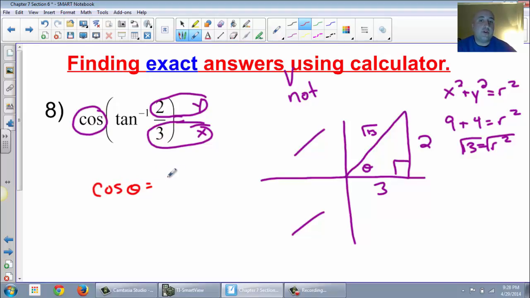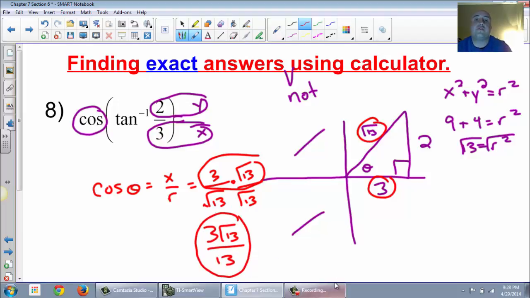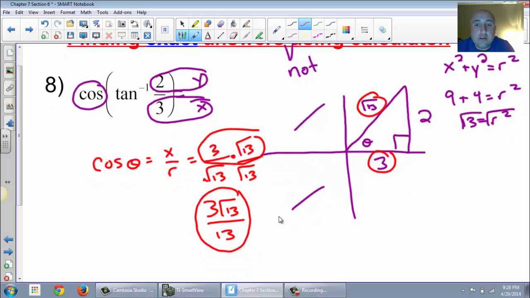Remember, cosine is x over r. So what's our x value? Our x value is 3. Our r value is square root of 13. And we have to get rid of that, so root 13 over root 13. On top I have 3 root 13, and on the bottom I have 13. Okay, so there is my exact answer, not using decimals. So that's pretty much it.